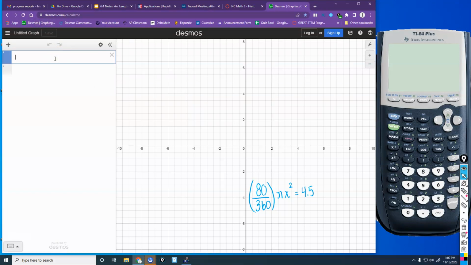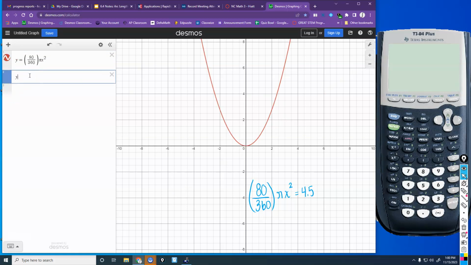You do 80 over 360. Let's do a y equals. Or yeah, y equals, and then pi x to the second, and then you'll get down the line, and then y equals 4.5. All right, and then down here, y equals 4.5, and I'm looking for where they cross. I've got two places where they cross, but does it make sense to have a negative for this one? It is not, because we're talking about the lengths of things, so that would not be the answer that we want to use. So 2.539 is what I'm getting for my answer.